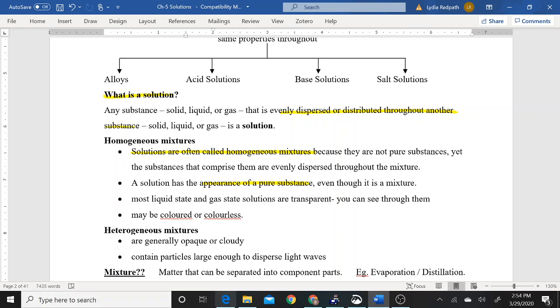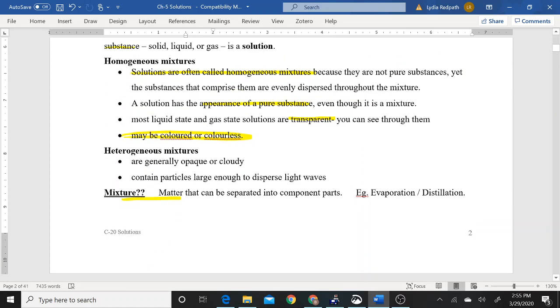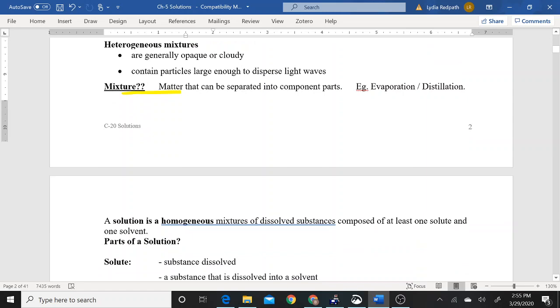Most liquid state and gas state solutions are transparent, which means that you can see through them. Just because you can see through something doesn't necessarily talk about its color at all. So it could be colored or colorless, but typically transparent, so see-through. Heterogeneous mixtures, on the other hand, are generally opaque or cloudy, and contain particles large enough to disperse light waves. And then mixtures are matter that can be separated into different parts. So for solutions, evaporation and distillation are pretty good ways to get our mixtures separated.